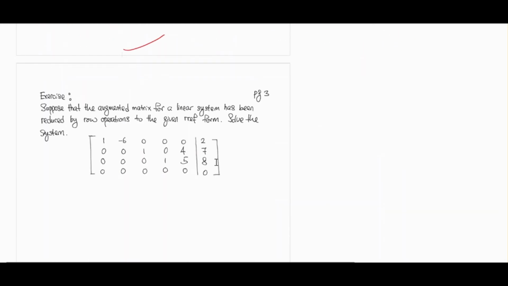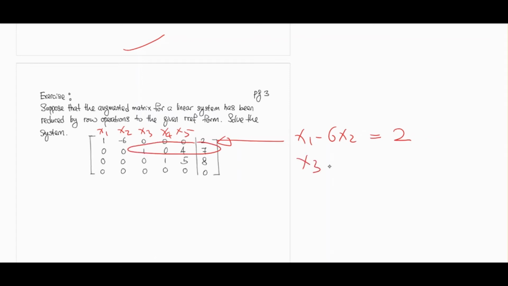So this is an exercise. I would like you to pause this video and write down your solutions. Maybe I can say that this is a REF matrix that corresponds to a linear system that has the variables x1, x2, x3, x4, x5. This one right here is basically telling you that you have x1 minus 6x2 equals 2. These equations right here are telling you that you have x3 plus 4x5 equals 7.